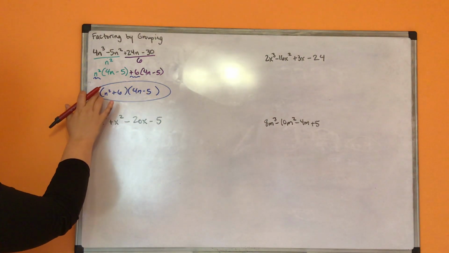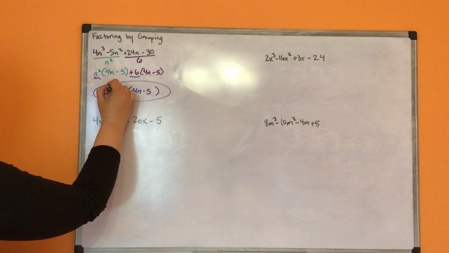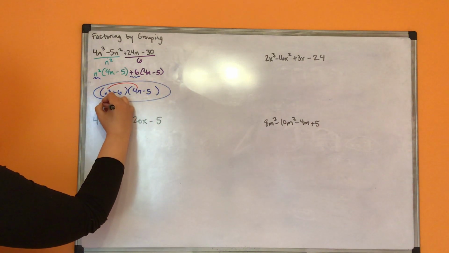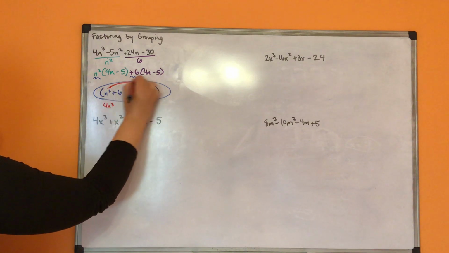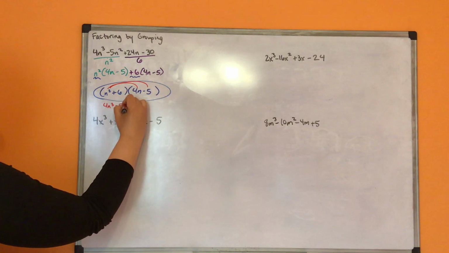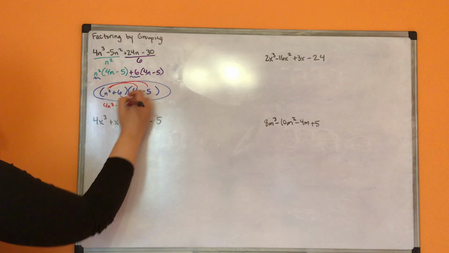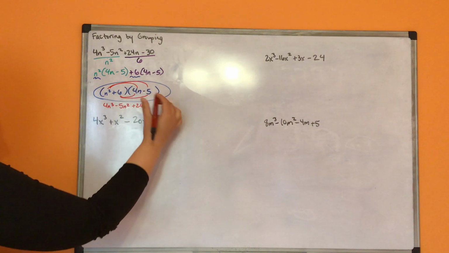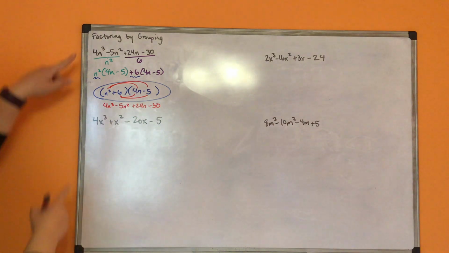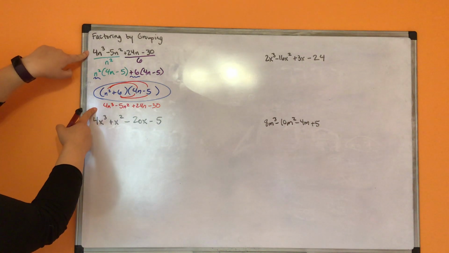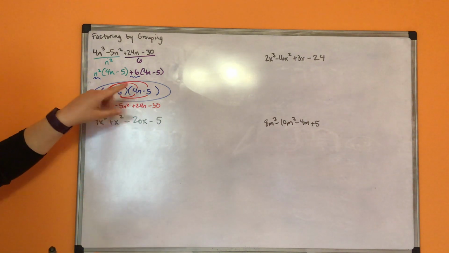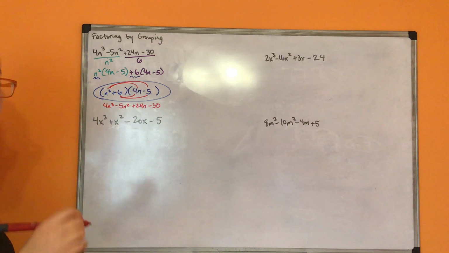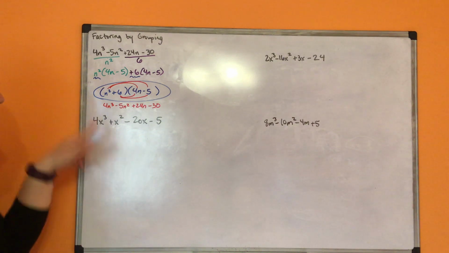This right here in blue is your final answer, but I'm going to show you why it works. N squared times 4n is 4n to the third. N squared times negative 5 is negative 5n squared. 6 times 4n is 24n. 6 times negative 5 is negative 30. This matches exactly what we started with. You don't have to do what I did here in red to check your work, but if you're ever on a quiz or you just want to make sure your answer is completely right, it's a good way to go.